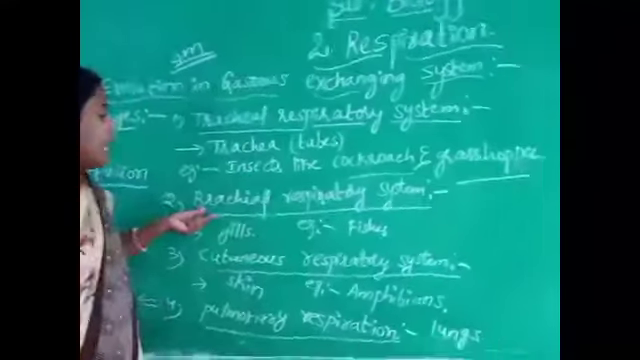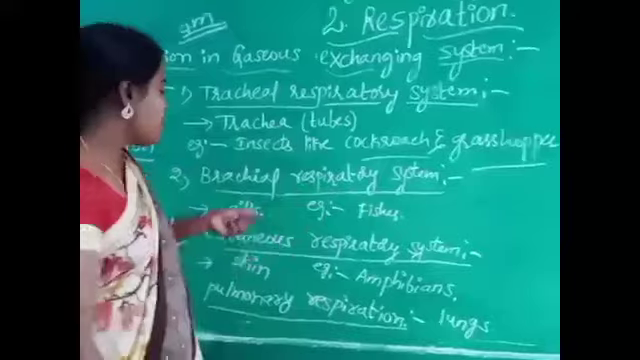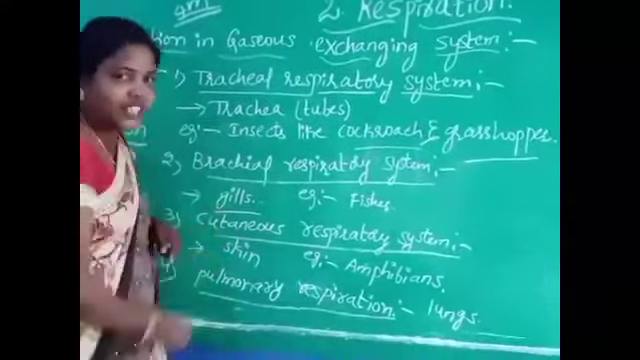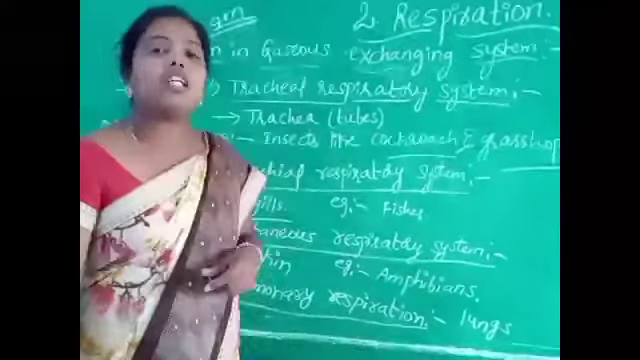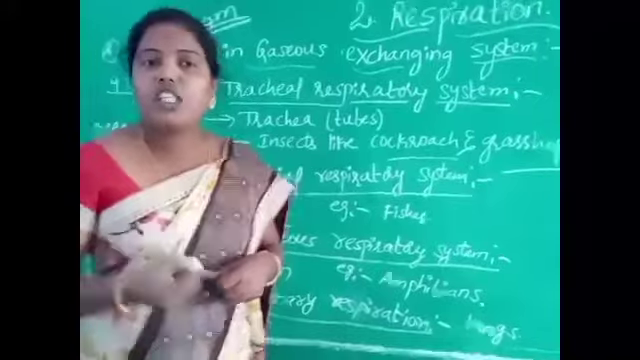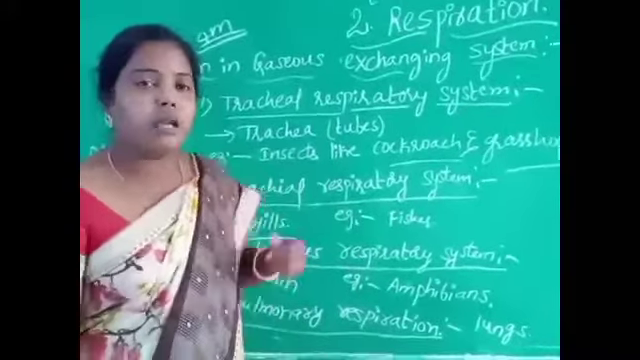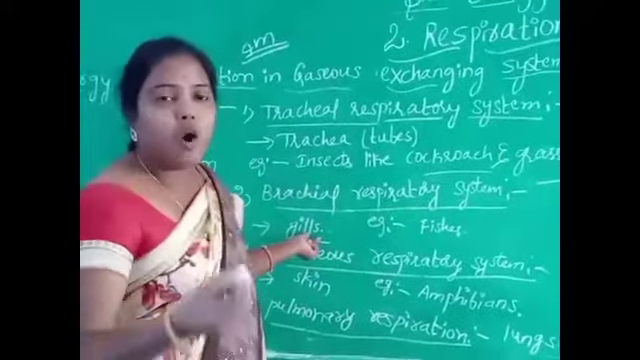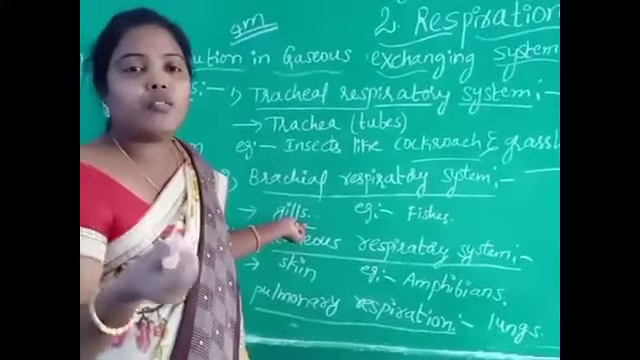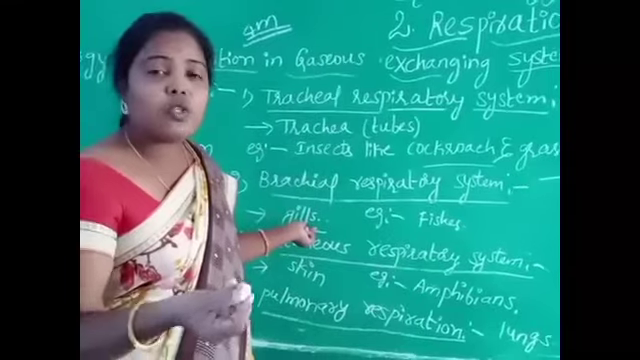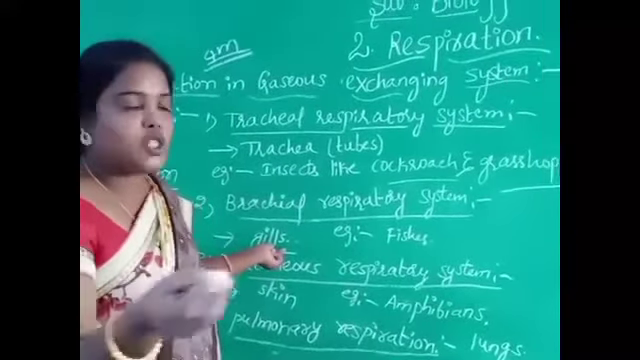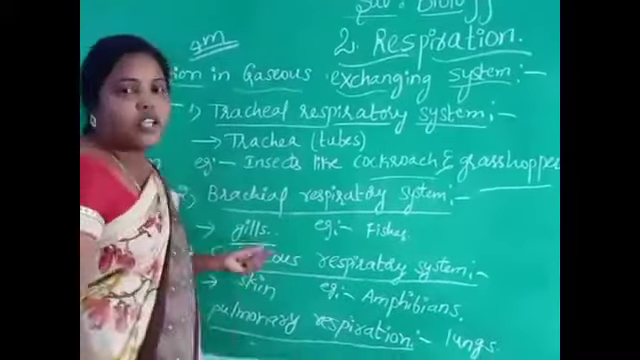Next one, branchial respiratory system. So if the respiration process takes place with the help of gills. Children, actually we know that fish have gills. Okay, fish live only in water. With the help of gills, fish take oxygen from the water and release carbon dioxide into the water. The carbon dioxide is very useful to aquatic plants. Then aquatic plants release oxygen, that is useful to fishes. Okay, symbiotic relation.